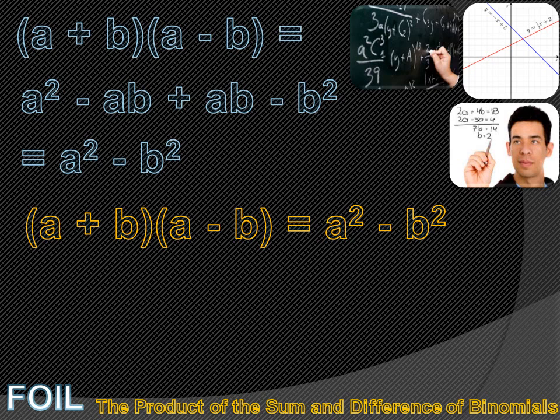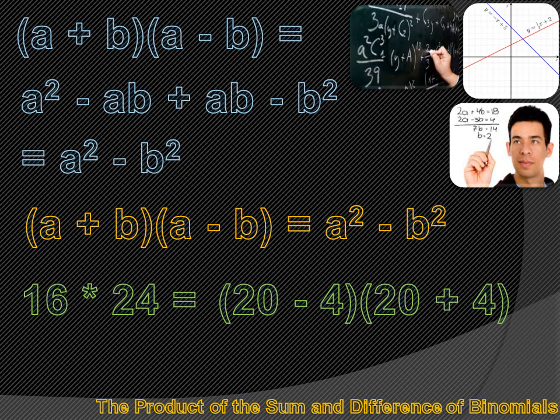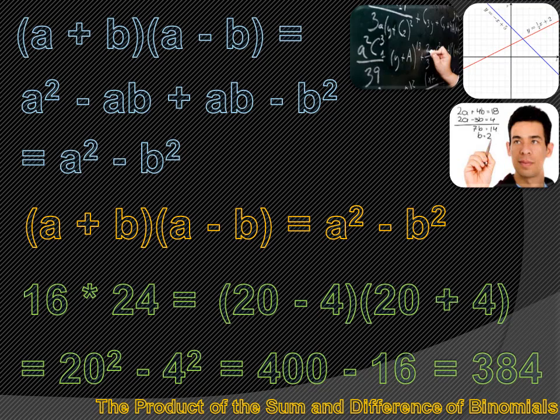That property is helpful in mental math as well. Let's say I wanted to multiply 16 times 24. Well, hopefully you can see that 16 is 20 minus 4, and 24 is 20 plus 4. So I could rewrite that as 20 minus 4 times 20 plus 4. And then I could use the product of the sum and differences of binomials to solve that. It would be 20 squared minus 4 squared, or 400 minus 16, or 384.